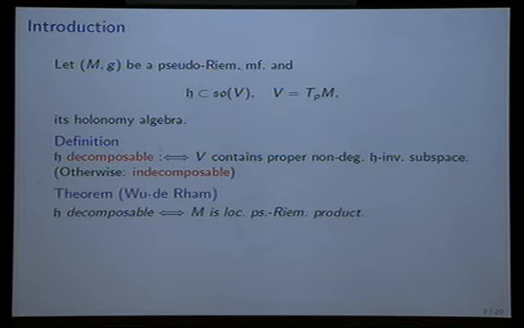The geometric meaning of this notion is given by the Wu–de Rham theorem. The holonomy algebra is decomposable if and only if the manifold is decomposable as a pseudo-Riemannian product, at least locally. In the Riemannian case, this is known as the de Rham theorem, and this has been generalized to pseudo-Riemannian manifolds by Wu.